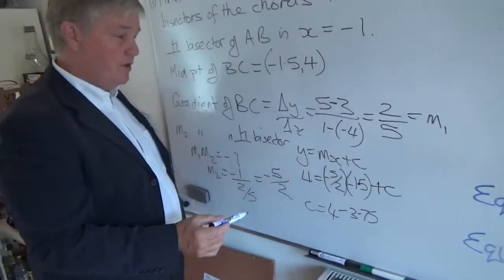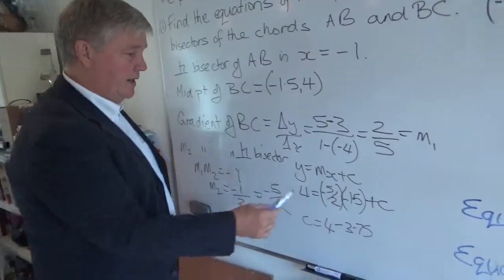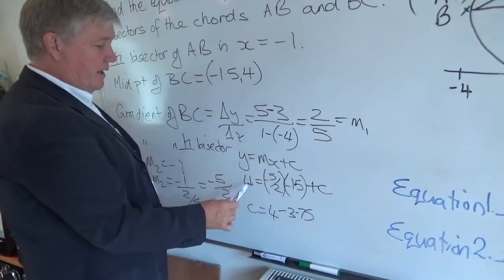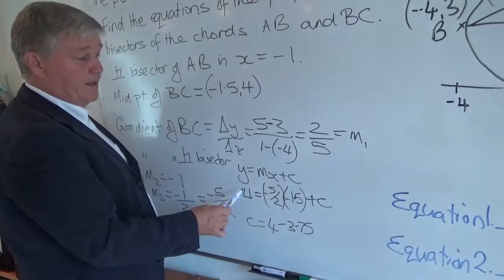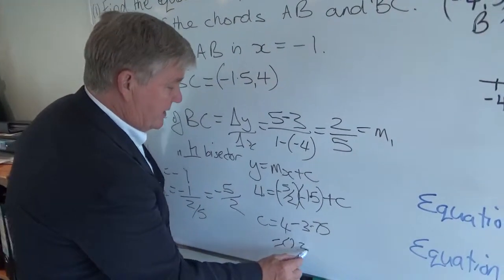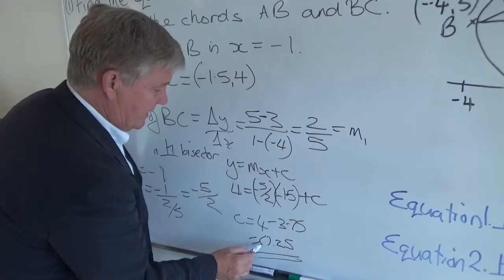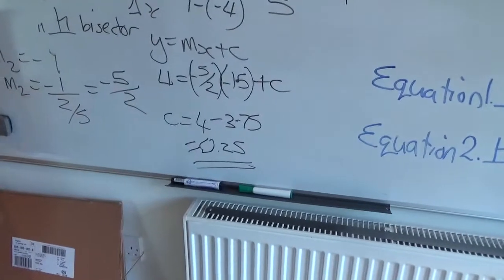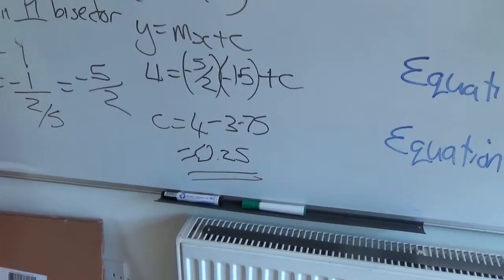1.5 times 5 over 2 is 3.75. Minus times a minus is a plus. That becomes plus 3.75. It comes over this side, so it becomes 4 minus 3.75. And I've just rearranged that. And so the intercept on the y-axis, c, equals 0.25. I was about to try and roll up that board then, which you can't do.